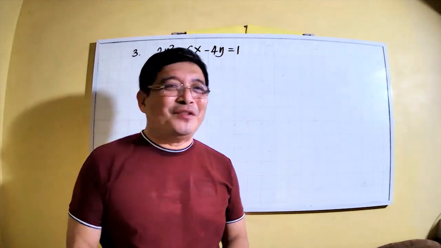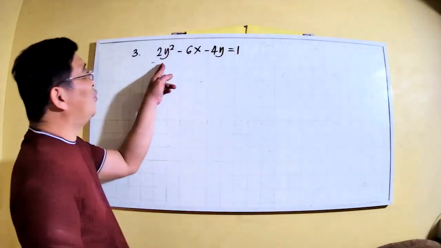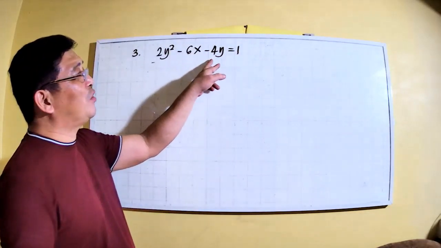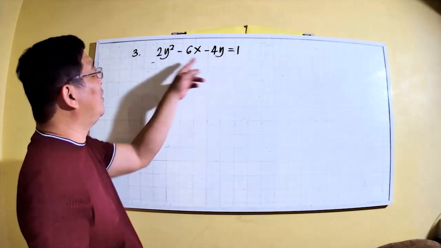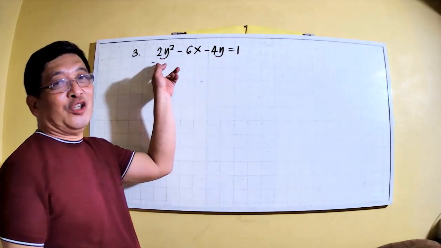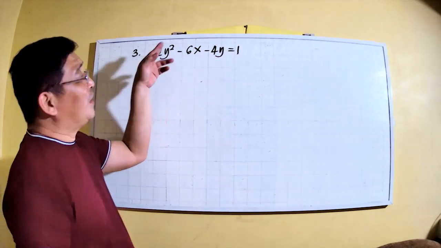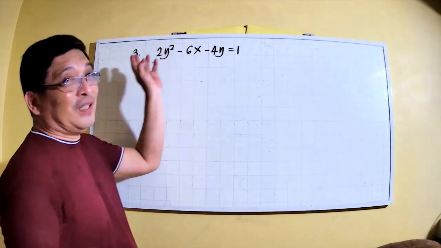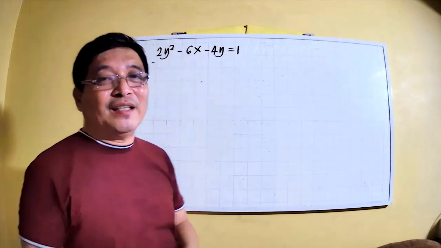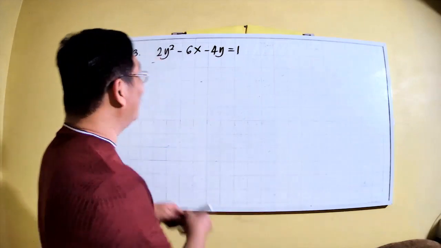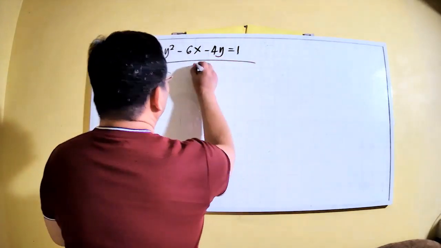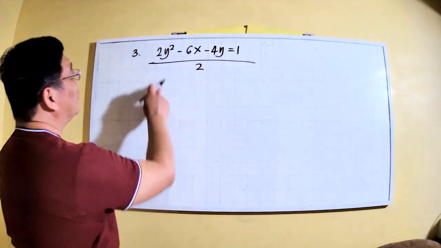Number 3 example, we have 2y squared minus 6x minus 4y is equals to 1. Hindi pwedeng magkaroon ng numerical coefficient yung naka-second degree. Kailangan matanggal natin yan. Paano tatanggalin natin yan? Kailangan divide natin ang equation into 2.